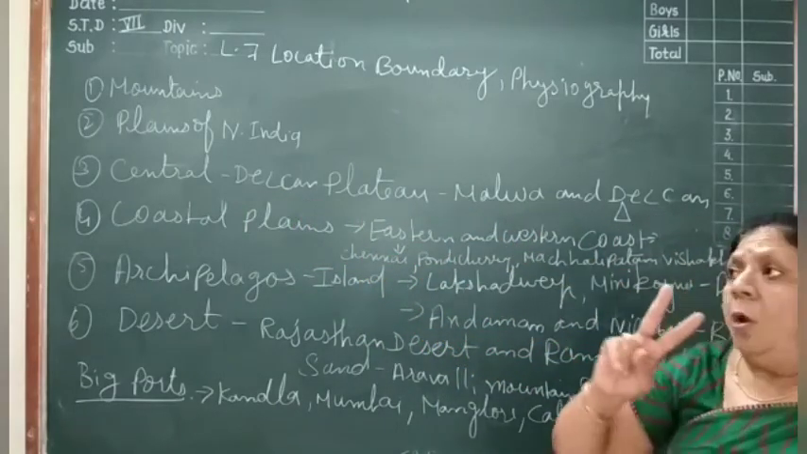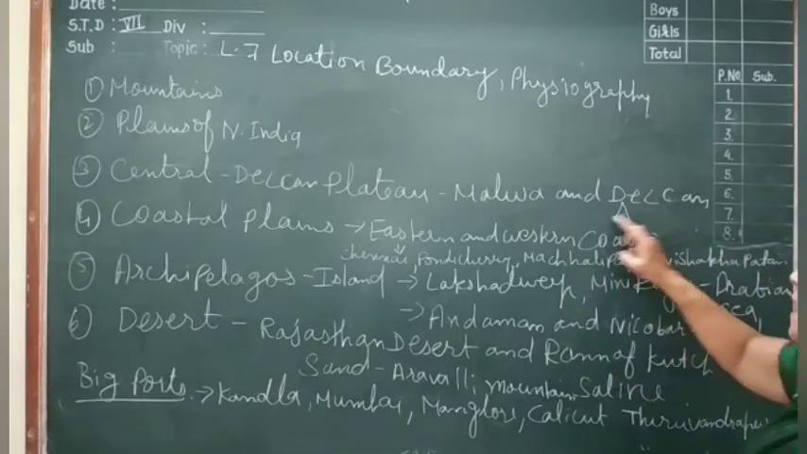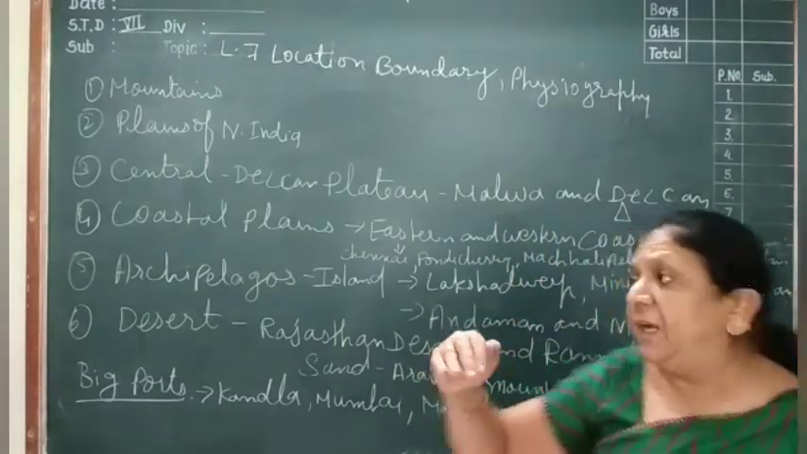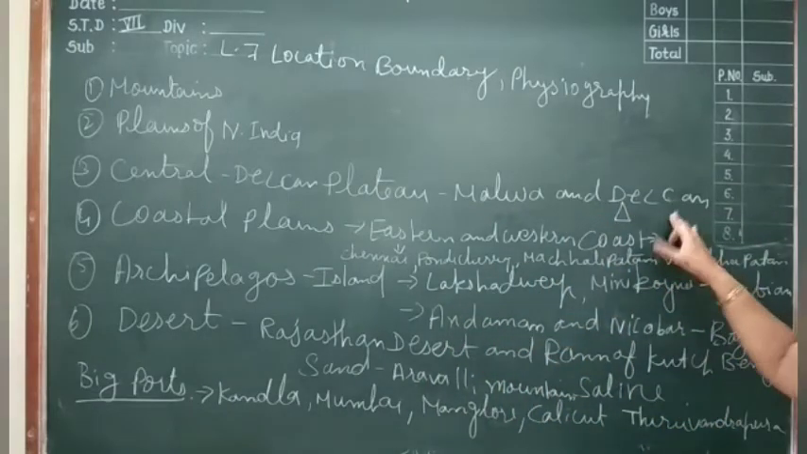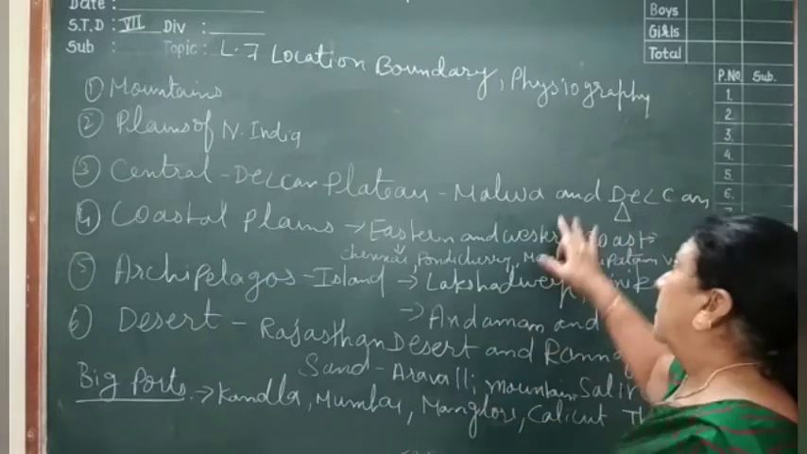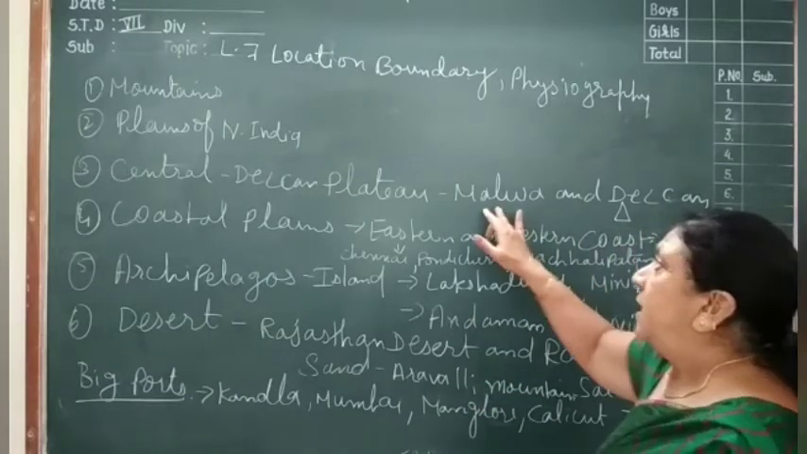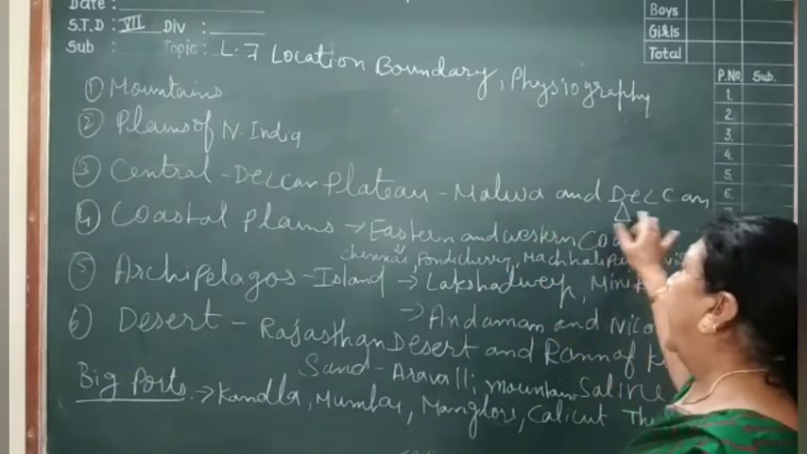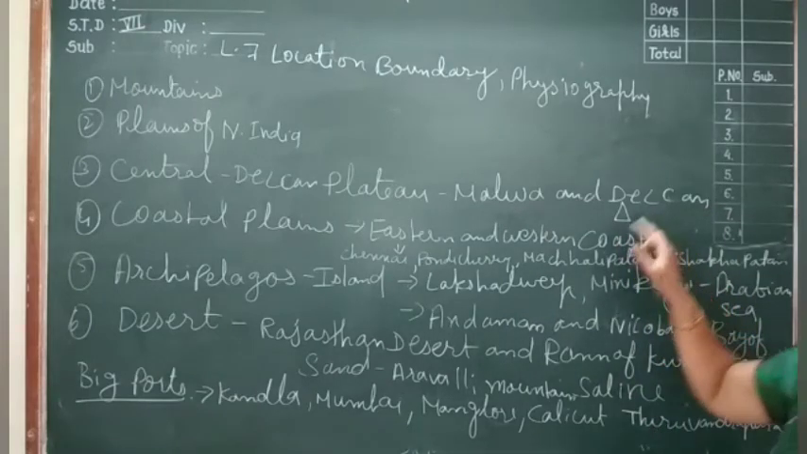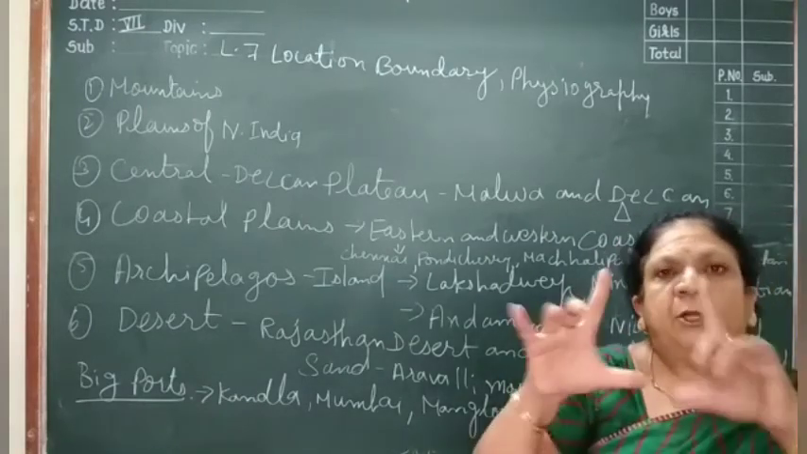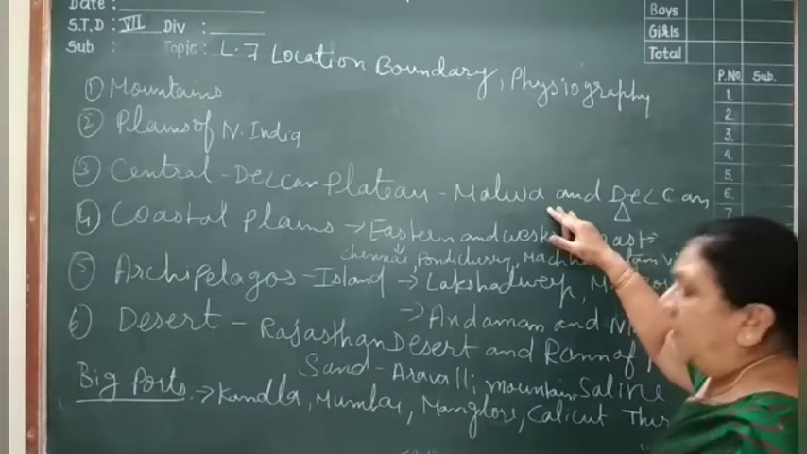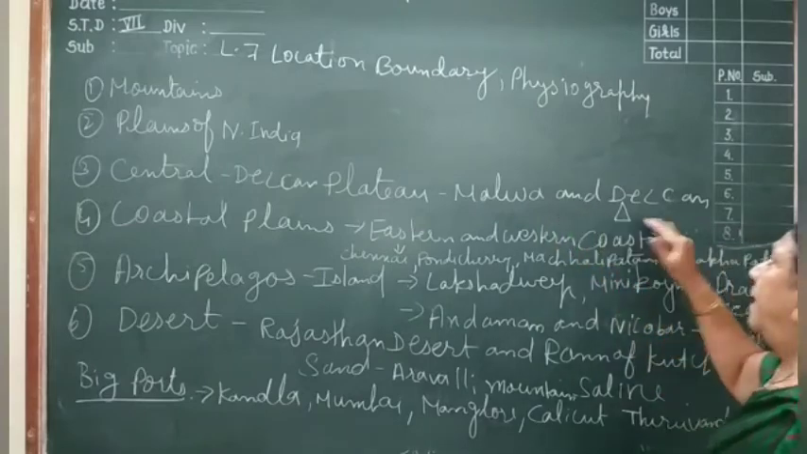There are two plateaus, Malwa and Deccan Plateau. Malwa Plateau is in the central part and Deccan Plateau is in the south, in states like Karnataka. You see this Malwa and Deccan Plateau, they form a triangular shape. What is that? That plateau forms a triangular shape and it is very important. Understand Malwa and Deccan Plateau.